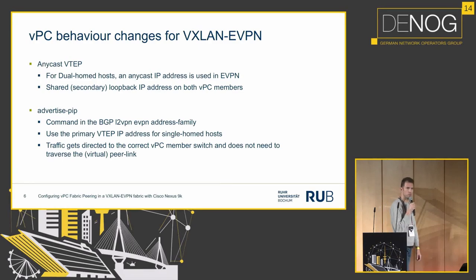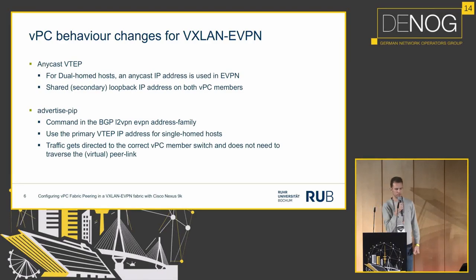If you know vPC, you may know how it works. The behavior changed a little bit with VXLAN EVPN, especially in regards to how traffic is transported to which port. First, you have an anycast VTEP. It's an additional IP address on the loopback interface of every device. That is a secondary IP address, and it's the same on both vPC members, and it gets announced in EVPN, so that traffic destined to a host on a port channel gets distributed evenly to both vPC members.